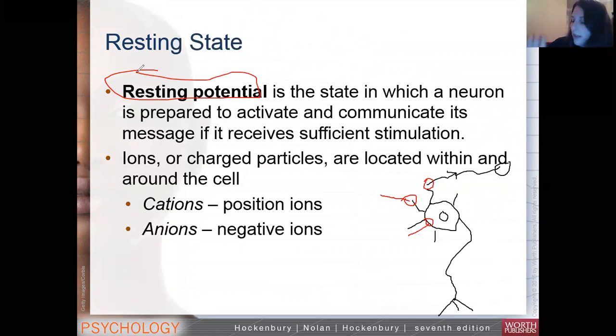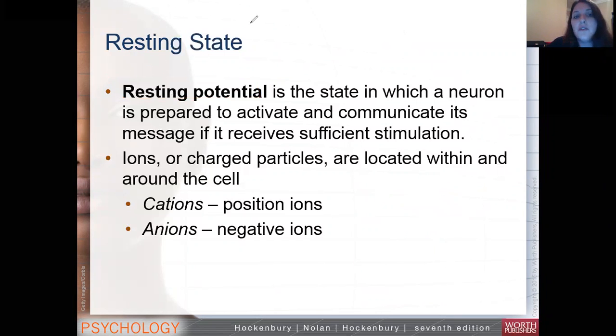So one thing that we have to think about here is this idea of what's inside of a cell, what's inside of a neuron. And so what we find is that all neurons contain ions or charged particles. And these ions are located inside a cell and they're located around the cell. And so we have positive ions and we have negative ions. So positive ions are cations and negative ions are anions. So here it says position. Obviously this should say positive. So I found that typo, sorry about that.